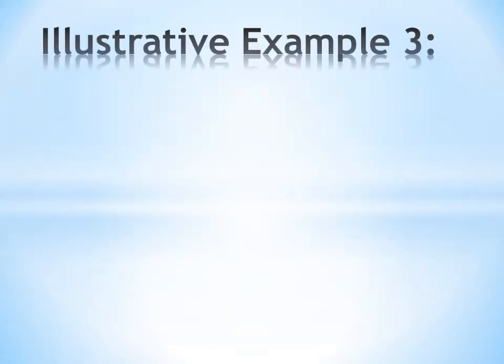For our third illustrative example, we have the polynomial equation x cubed minus 6x squared plus 12x minus 8 equals 0. We will find the solutions of this polynomial equation with the use of factoring by grouping.